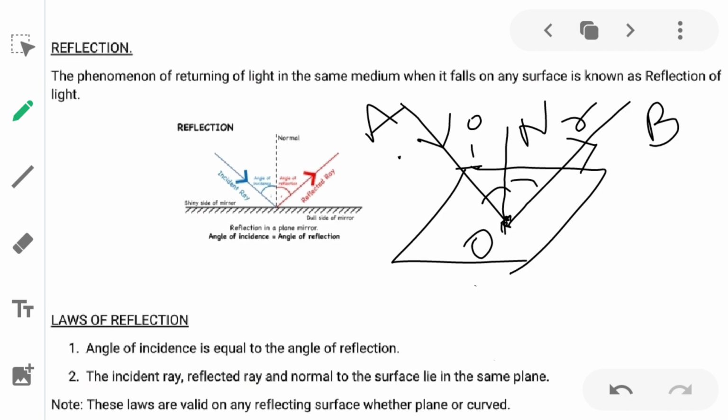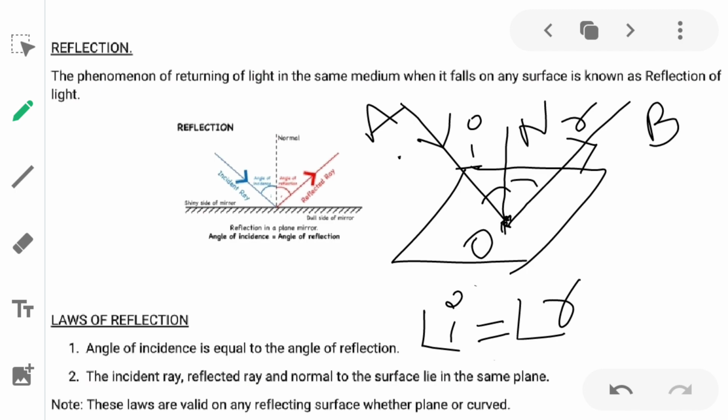There are two laws of reflection. The first one is that the angle of incidence is equal to the angle of reflection, that is, angle i is equal to angle r. The second law is that the incident ray, reflected ray and normal to the surface all lie in the same plane. Referring to this diagram, AO, NO and BO all lie in the same plane.